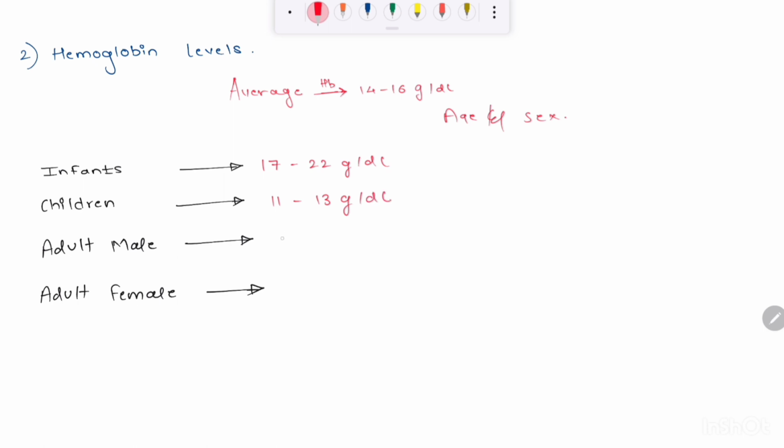For adult males, it's around 13.5 to 16.5 grams per deciliter. For adult females, the value is between 12.5 grams per deciliter and 14.5 grams per deciliter. If an individual has a reduced content of hemoglobin in the blood, then it is treated as an anemic condition.